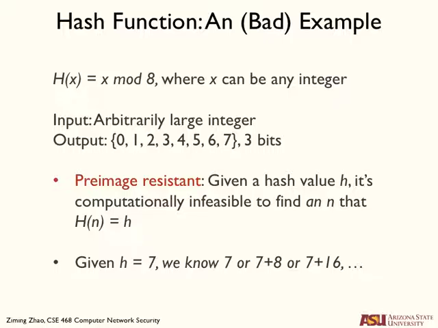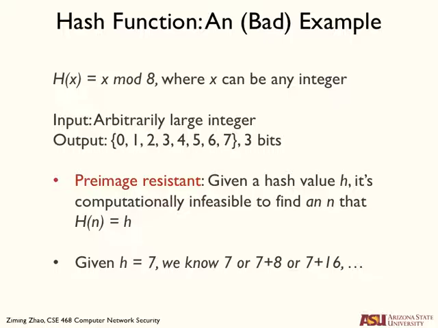So why is this a hash function? First, let's prove this is a hash function. It can take any arbitrarily long integer as input. If you can map anything to an integer, then you can use this hash function. And the output is just a very small set from 0 to 7, so basically just 3 bits. With arbitrarily long input, this function outputs 3 bits. And so this is a hash function.